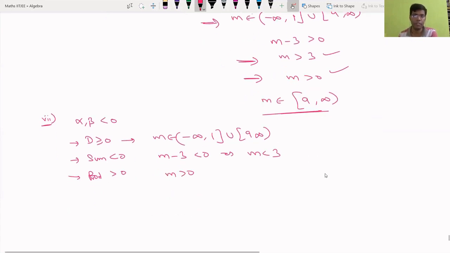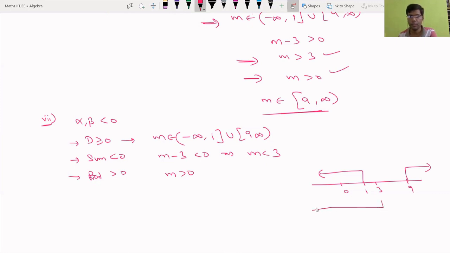So if we try to see where exactly this is lying, this is 0, this is 1, this is 3, this is 9. I'm just drawing it approximately. So my m has to lie less than 1 or greater than 9 is the first condition. Then my m has to be less than 3. So this is the second one. And m has to be greater than 0.